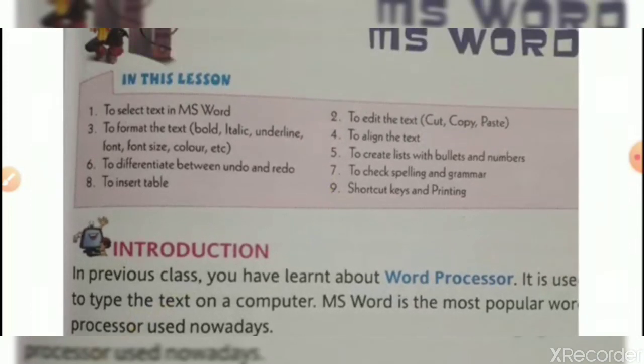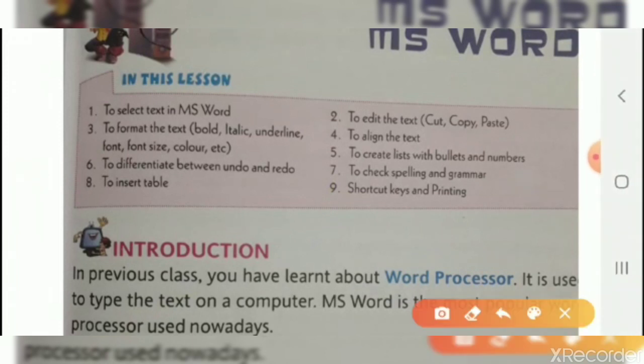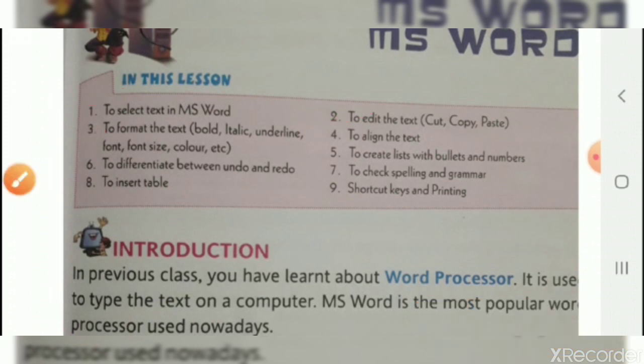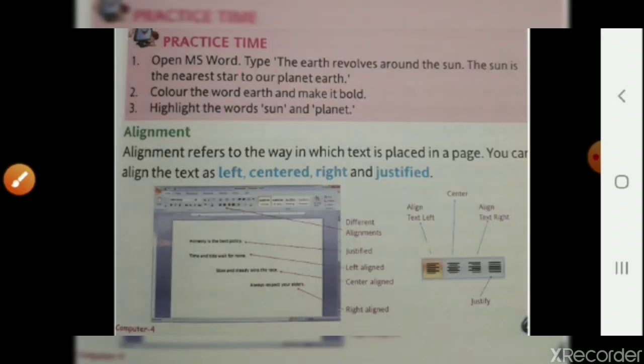How to select a text in MS Word, how to edit the text, which means copy, cut, paste, and then how to format the text. These are the 3 topics that we already covered in our previous video. If these are not clear to you, then go through the videos which were posted earlier. Now our 4th topic is alignment. For this you can open your page number 41.